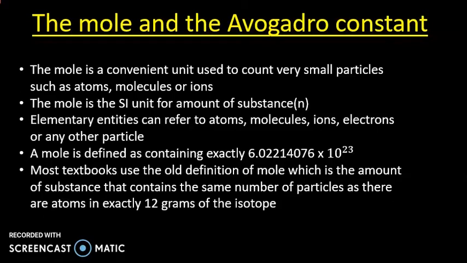The mole is the SI unit for amount of substance. The amount of substance is a measure of the number of specified elementary entities in a sample, and elementary entities can refer to atoms, molecules, ions, electrons, or any other particle that we know of in chemistry.